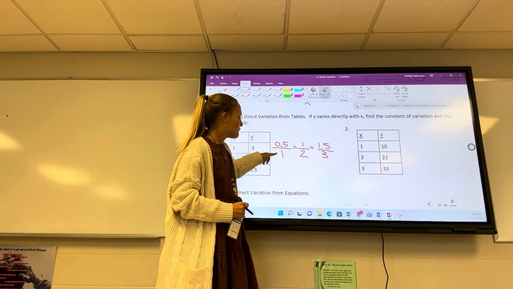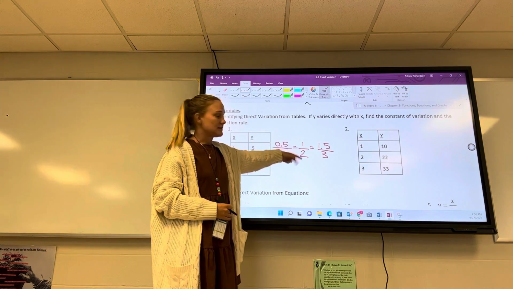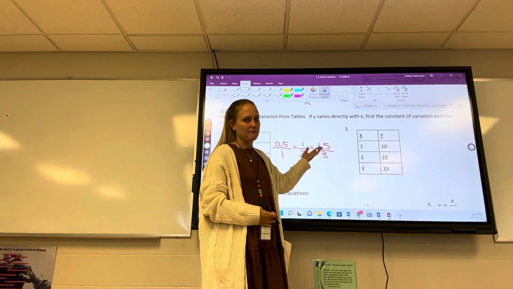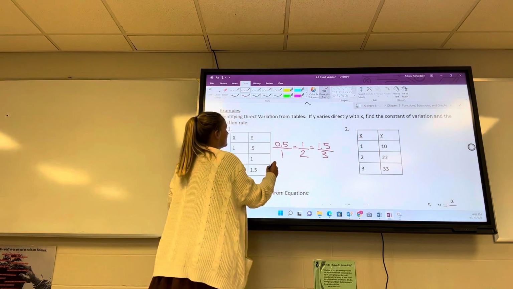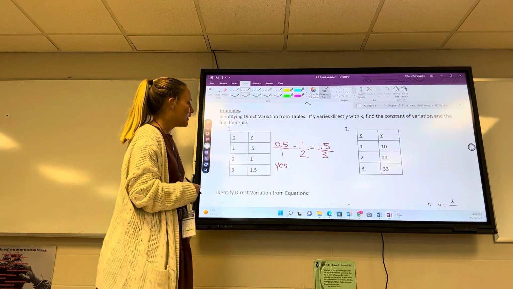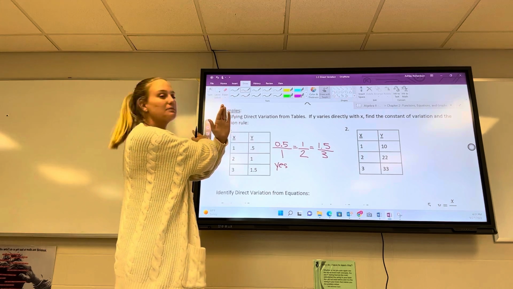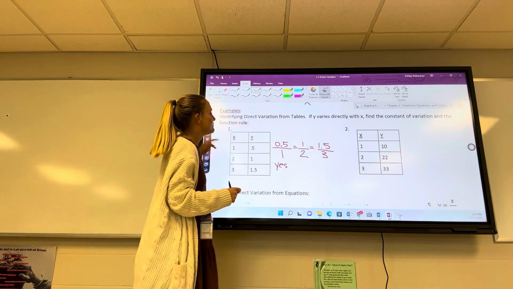Well, 0.5 over 1 is the same as just 0.5, or half. This is half, so they're equal to each other. And then 1.5 over 3, well, 1.5 is half of 3. So these are all equal to each other. So I know that, yes, this is a direct variation. And if you aren't sure, you can cross multiply and set those equal to each other and see if they are equal, and that will tell you if they vary directly.